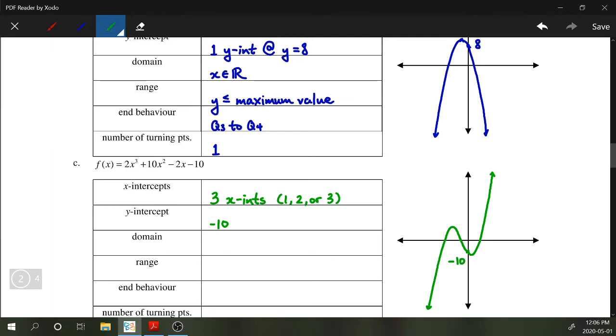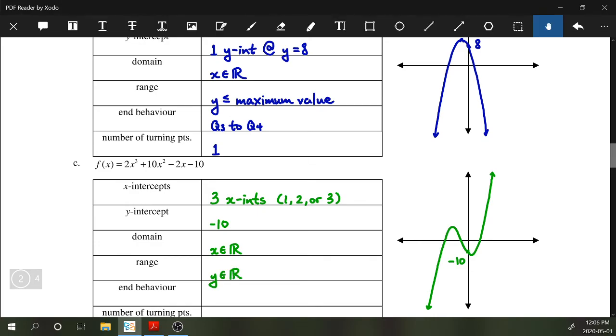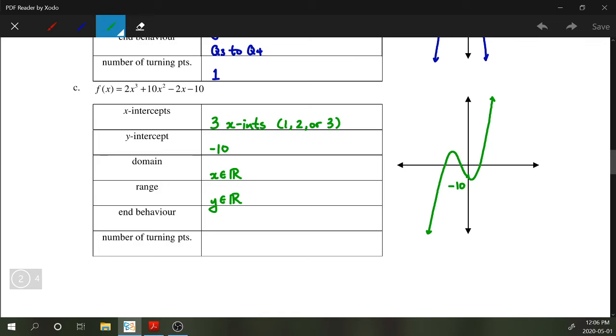And the domain of all polynomial functions is x is an element of the real numbers. The range, you can see that the graph actually spans all of the y values, so y is an element of all the real numbers as well. There's no restrictions there. The end behavior, now because it is positive, the leading coefficient is 2, we know it ends in quadrant 1 and has an odd degree, so it's going to move diagonally across the plane like it does here. So this will be from quadrant 3 to quadrant 1.